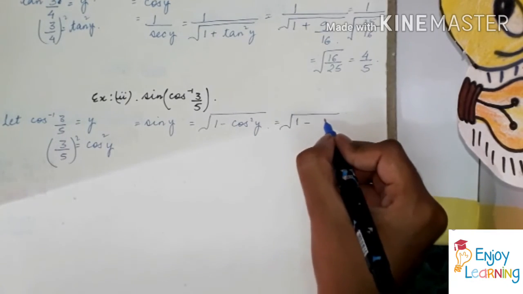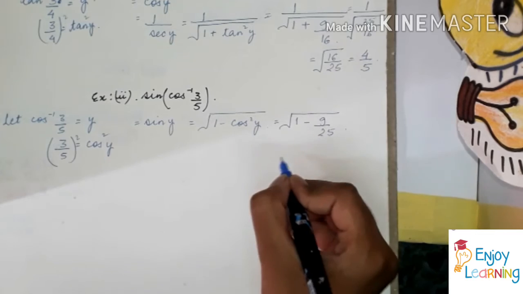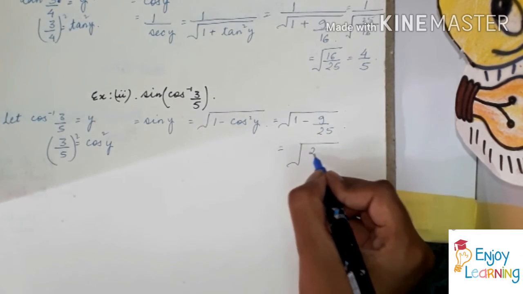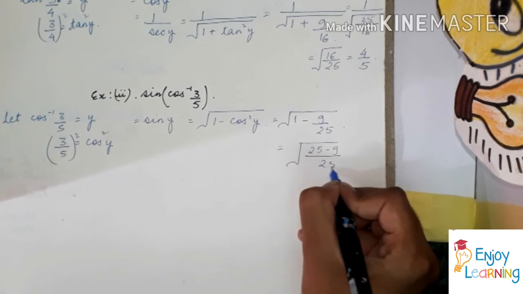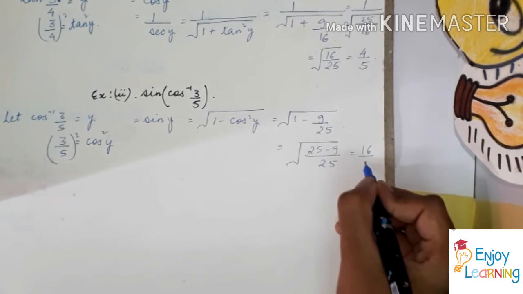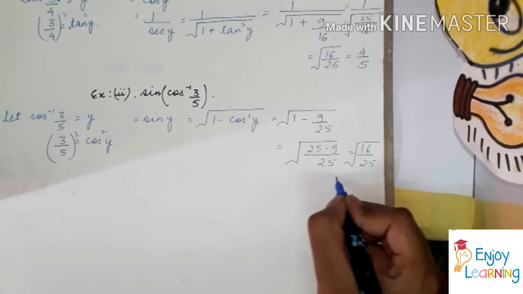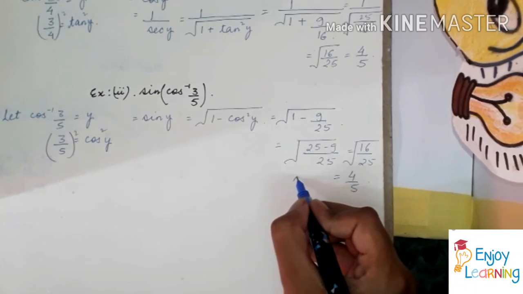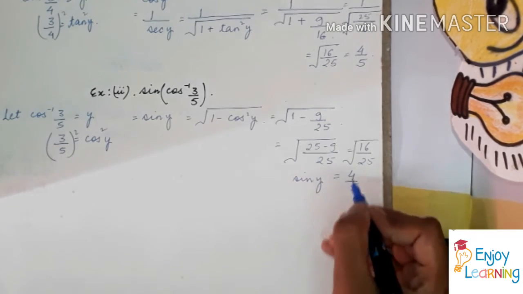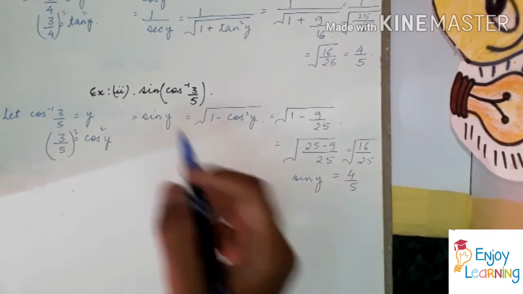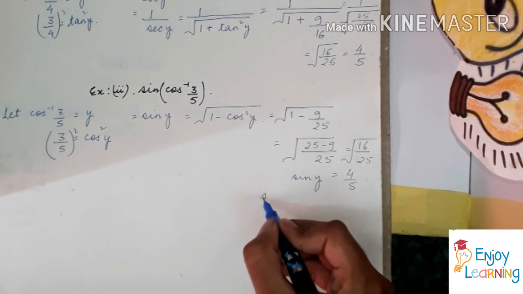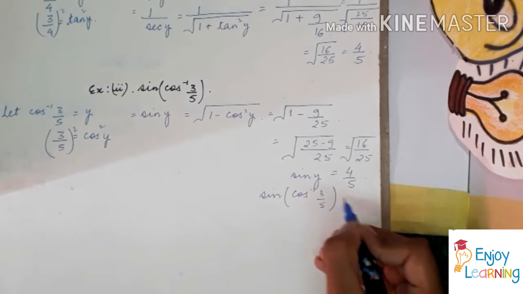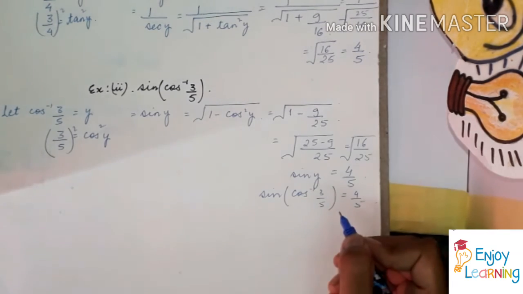Cos square y is 9 upon 25. So here also it is 25 minus 9 upon 25, which is 16 upon 25. Under root, it is 4 upon 5. So the value of sin y is 4 upon 5. In place of y, the value of sin cos inverse 3 by 5 is 4 upon 5.